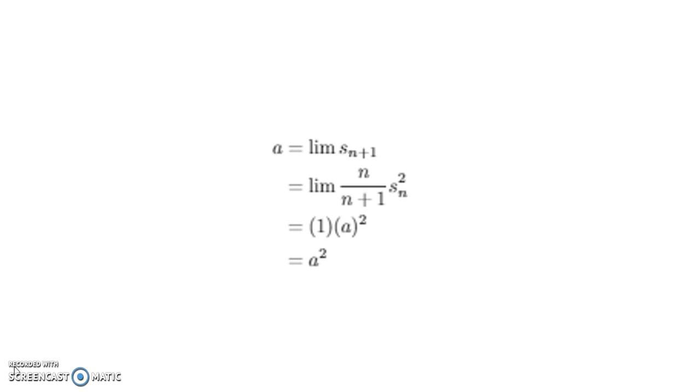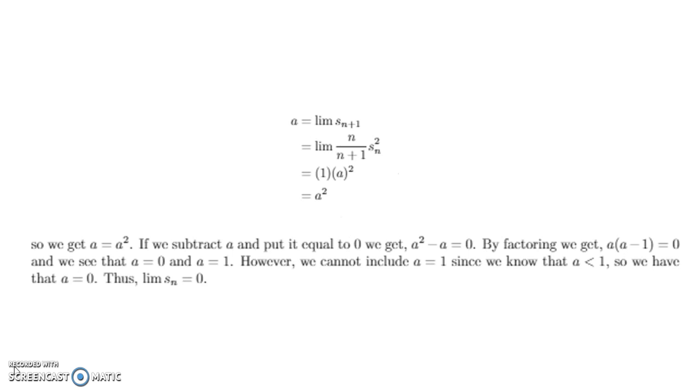Notice that a equals the limit of s sub n plus 1. So we have that the limit of n over n plus 1 times s sub n squared equals 1 times a squared, which just equals a squared. So we get a equals a squared. If we subtract a and put it equal to 0, we'll get that a squared minus a equals 0. By factoring, we can get a times a minus 1 equals 0. And we see that a equals 0 and a equals 1.